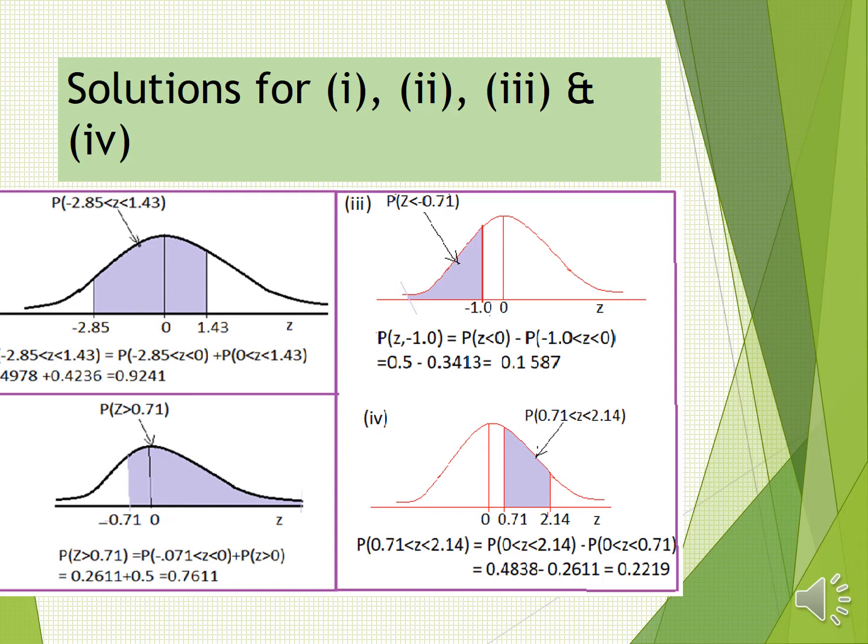Then the last one is between the two values on the positive side of the axis. That is 0.71 and 2.14. So we read the probability from 0 up to 0.71. We can also read the probability from 0 up to 2.14. And now we shall subtract the probability for 0.71 from the probability of 2.14. That difference is the shaded area.